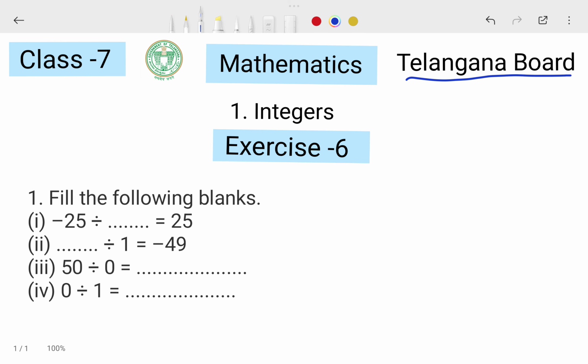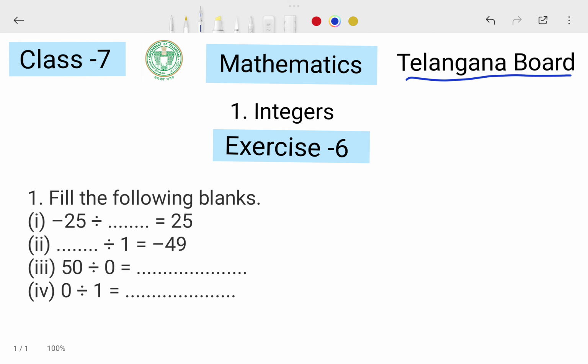So in this exercise, this is a very small exercise. Whatever doubt is there, don't worry about it. I will make this clear. This is a very simple exercise, nothing to be worried about. Okay, so let's see this one. This question is telling us to fill in the blanks. Actually we have to see the division.